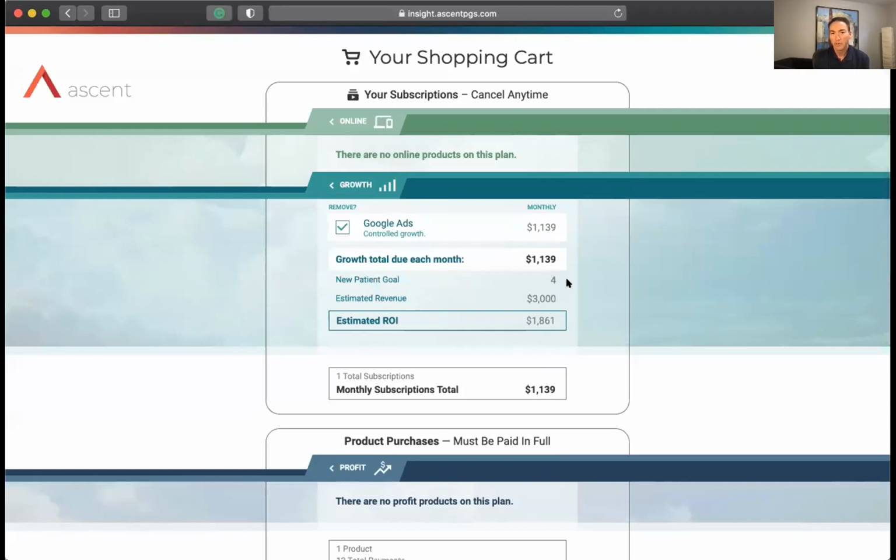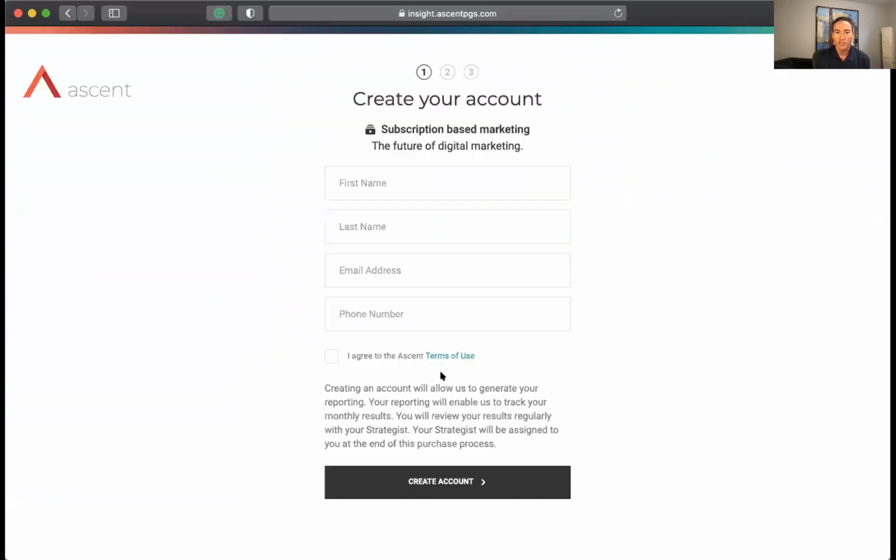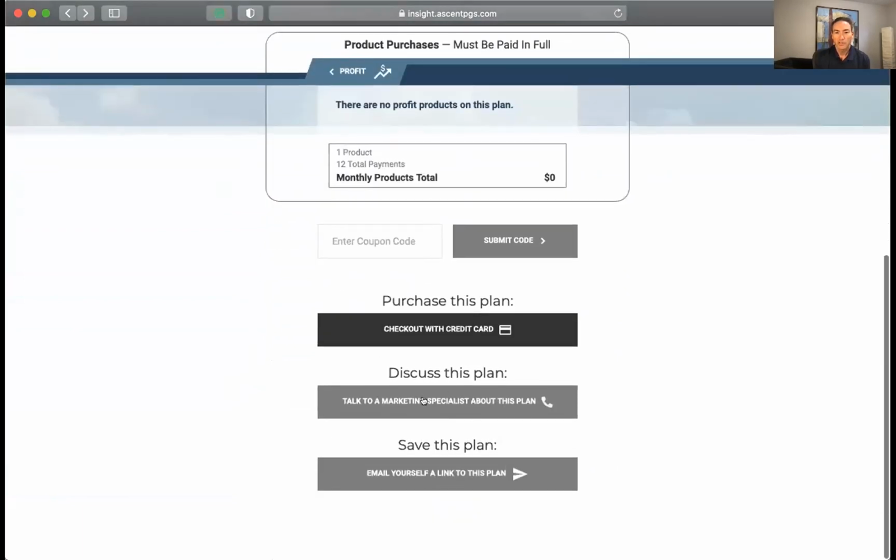And we're looking for 4 patients. And if we hit that, then it's okay to add in that extra budget, pay Google a little more, and we'll bring in more patients for that. So again, if that looks good, you can just check out here with your credit card. You can also schedule a call right here about this plan. And this particular campaign would be sent to our marketing specialist, so they would know exactly what you're looking at.